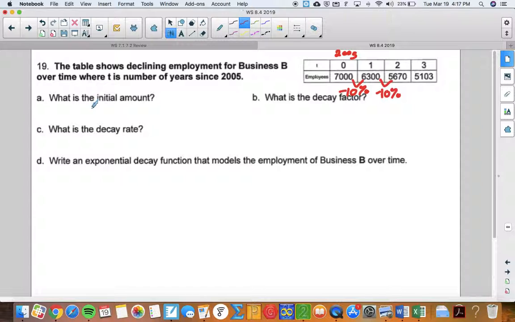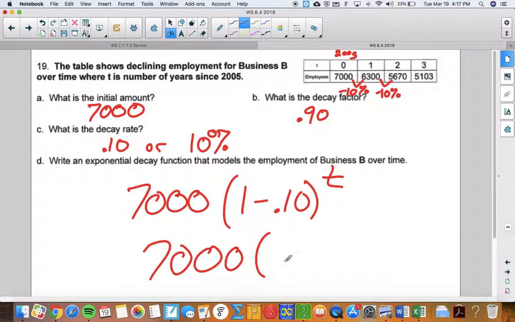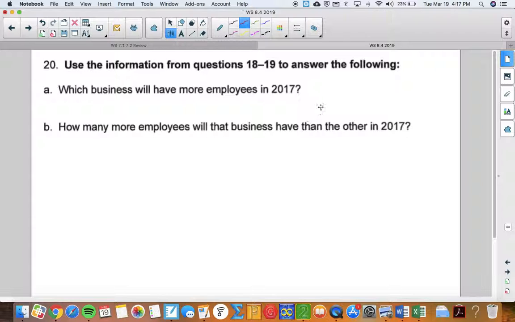So what's the initial amount? It's 7,000 employees in the initial year, 2005. What's the decay factor? We get to keep 90% of them, and that means the rate is 0.10 or 10%. Write an exponential decay function that models the employment of business B over time. So our initial amount is that. We take 1 minus 10% as a decimal, or we can actually just consider what we get to keep. We get to keep 90% of the employees. And then use the information from the last two questions.